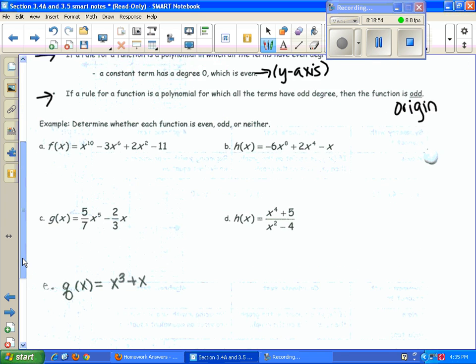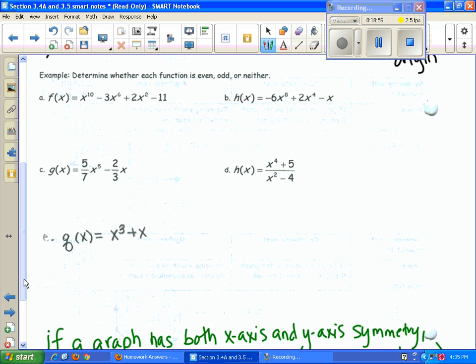Looking at this example, it says determine whether each function is even, odd, or neither. So we're going to do the test. Looking at this, I have powers of 10, 6, 2, and this is a constant, so this also means that it's even because it's to the 0 power. For x, we can write it in, but we don't need to. Anything to the 0 power, remember, is just equal to 1. So because of this, I know this is going to be an even function.